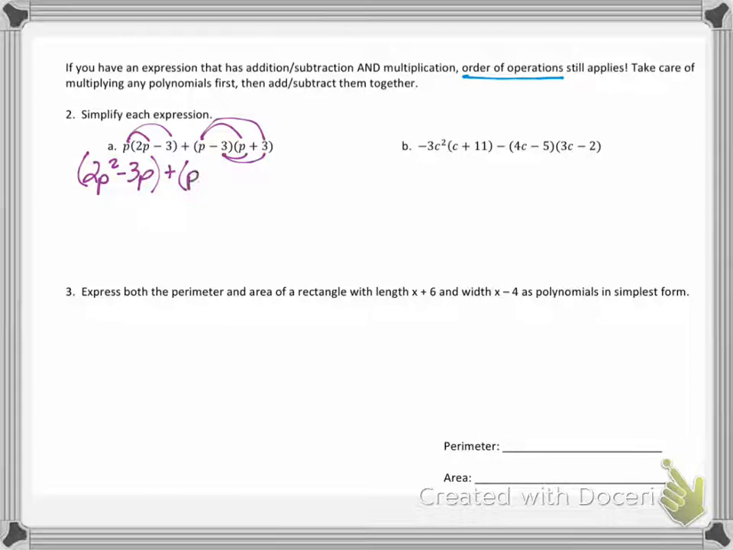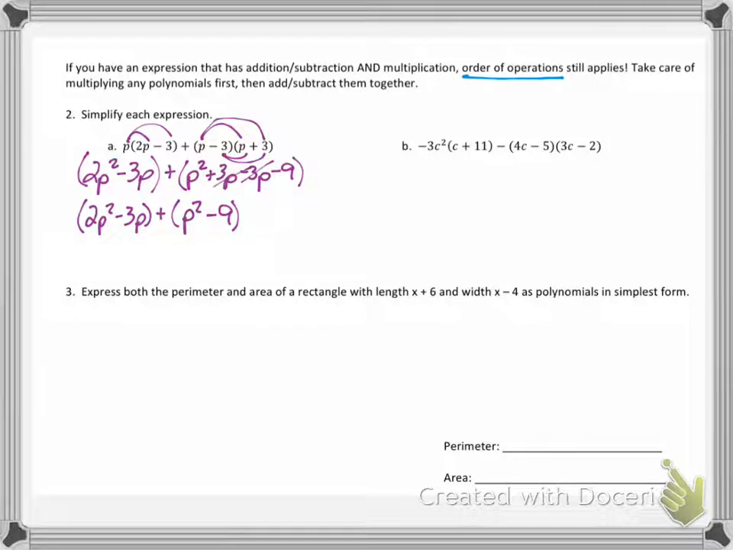So p times p is p squared. P times 3 is 3p. Negative 3 times p is negative 3p. Negative 3 times 3 is negative 9. So I'm going to first see if I have any like terms I can combine in these little sets. So I'm going to go ahead and look at the second polynomial. 3p and negative 3p would cancel out. So I'm left with just p squared minus 9.